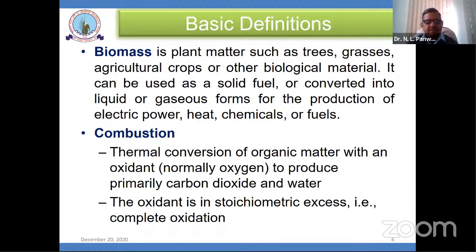Now, as far as combustion is concerned, combustion means you are combusting the biomass in the presence of oxygen, maybe in excess amount of air, exceeding the stoichiometric air-fuel ratio. So we are producing heat, carbon dioxide and water vapor.